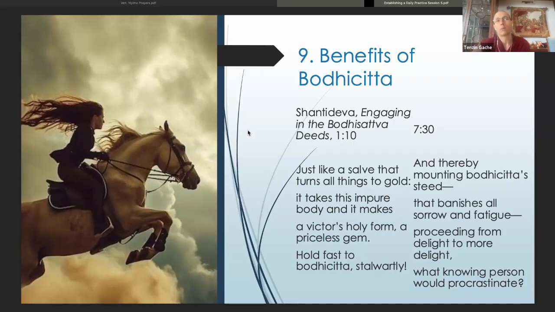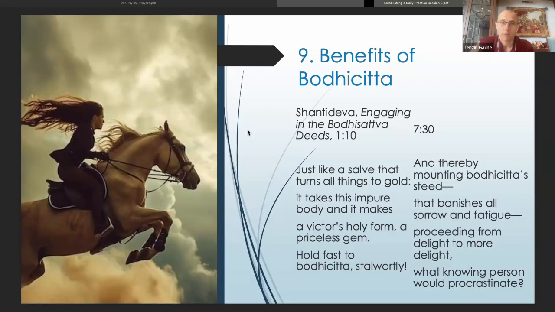There are many ways to think about the benefits, but rather than giving the outlines as before, I thought it's nice to reflect on a couple of verses from Shantideva, whose text I'm sure many of you know, Engaging in the Bodhisattva Deeds, or sometimes translated as A Guide to the Bodhisattva's Way of Life. It just puts this in poetry, in an inspiring way.